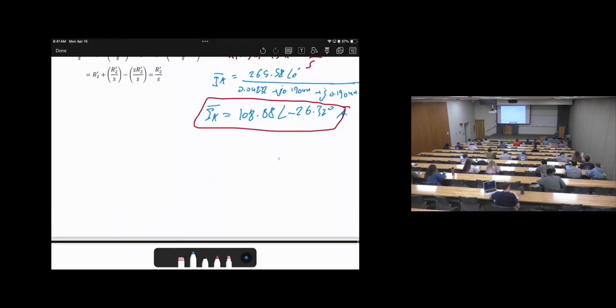As we know, for the losses, we have stator winding losses: 3 times I squared times R1. So 3 times I squared, we already calculated as 108.88 squared. Don't substitute the angle, there is no bars here. Don't substitute angle negative 26. This is one of the common mistakes. Times R1, 0.04232. So it will be, I think, 1291 watts, something like that.